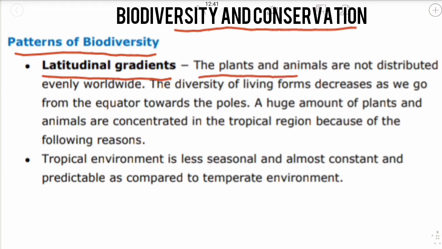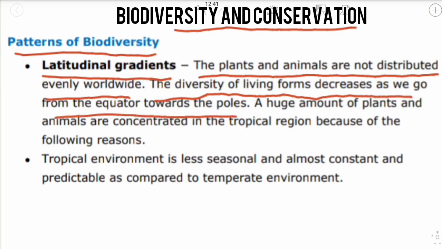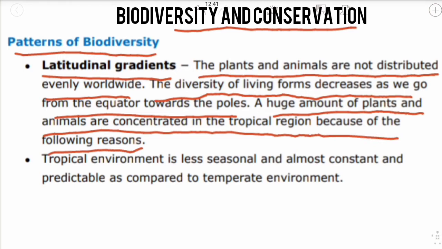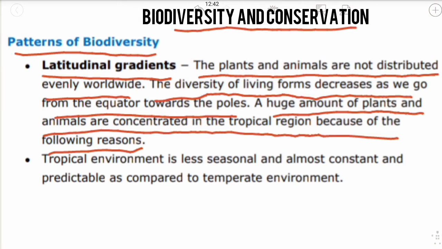The plants and animals are not distributed evenly worldwide. The diversity of living forms decreases as we go from the equator towards the pole. A huge amount of plants and animals are concentrated in the tropical region because of the following reasons. As we all know, plants and animals are not distributed evenly. In India we have different varieties of plants and animals, whereas in America there are different ones. So plants and animals are not distributed equally worldwide, right?